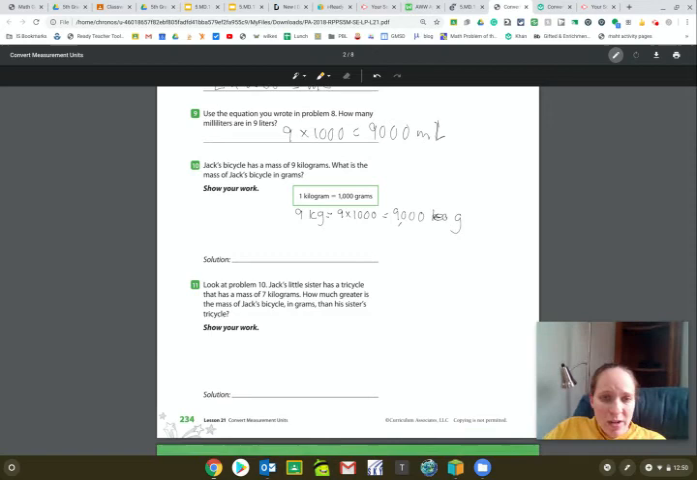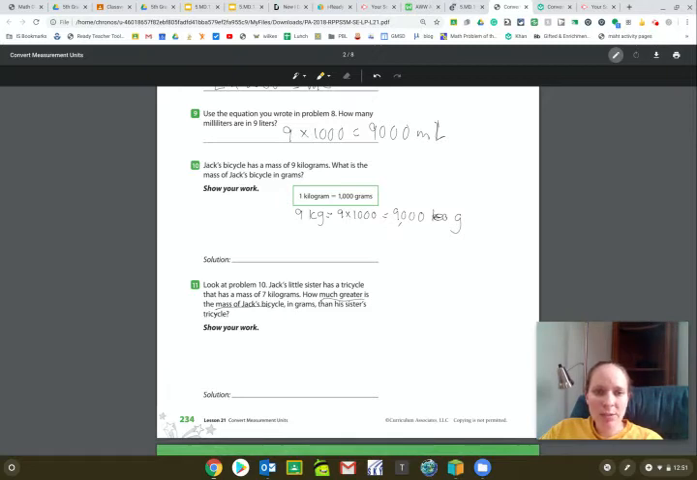Question 11 says, look at problem 10. Jack's little sister has a tricycle that has a mass of 7 kilograms. How much greater is the mass of Jack's bicycle in grams than his sister's tricycle? So let's take a look here. There's a couple different ways you can solve this problem. We need to find out how much greater the mass of Jack's bicycle is, so I need to figure out the difference between the two weights.